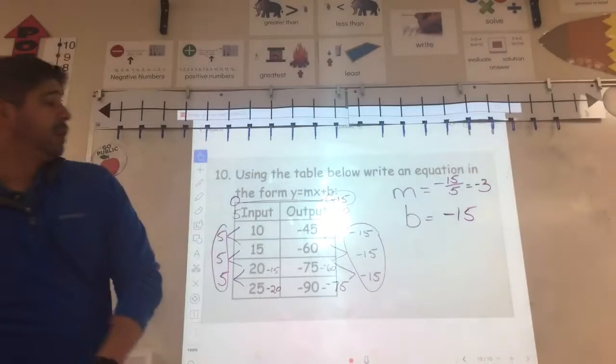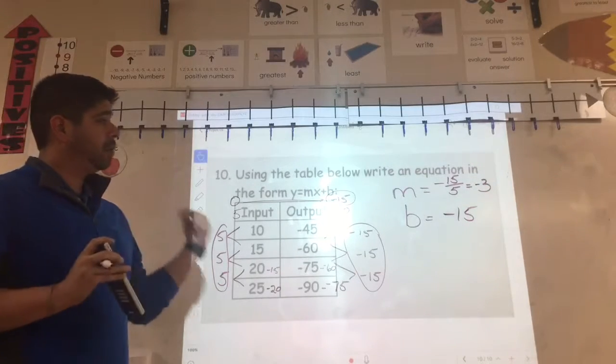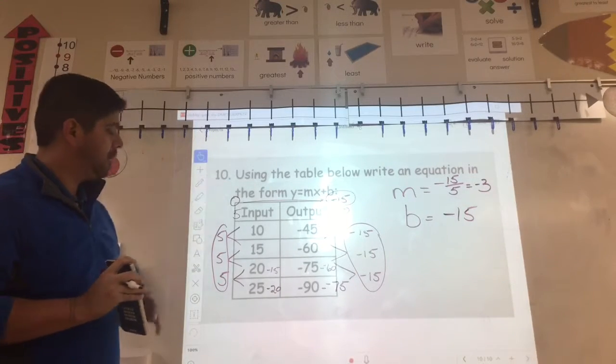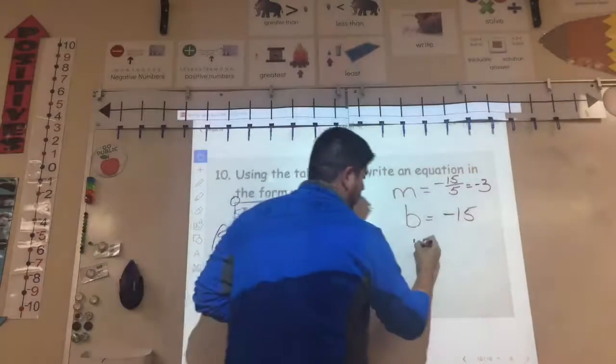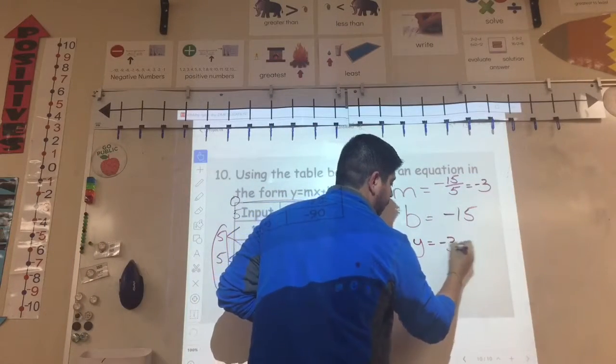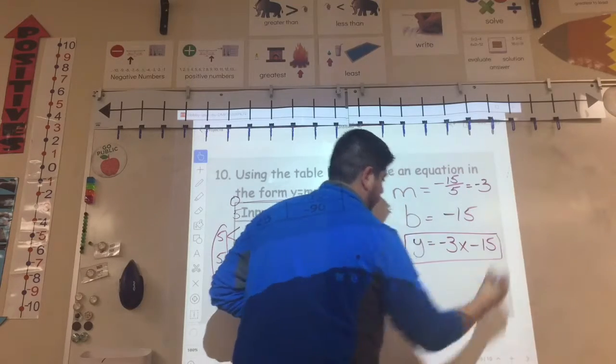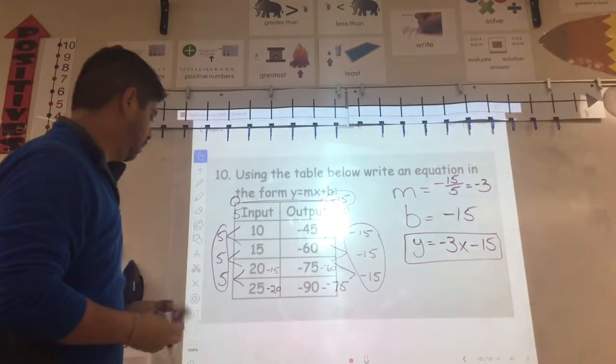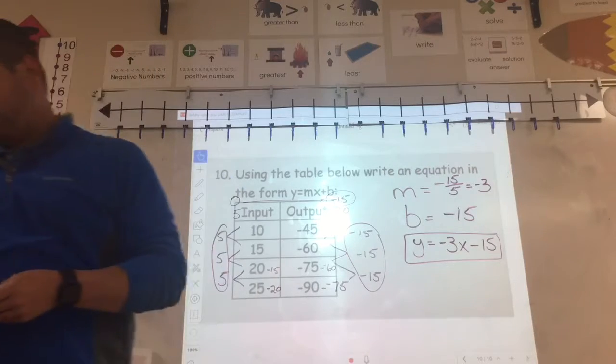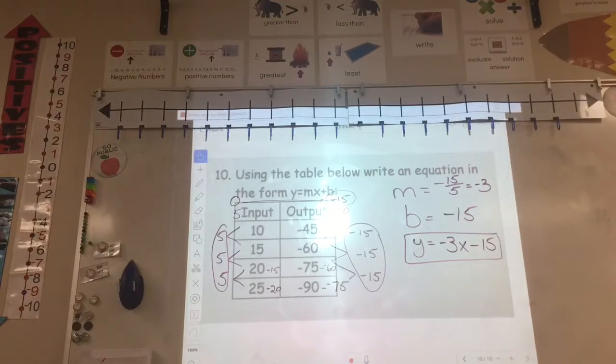Now that I have my slope and my y-intercept, I can go ahead and write my equation like it asks. So y equals negative 3x minus 15. There we go. So that's it for homework 15.